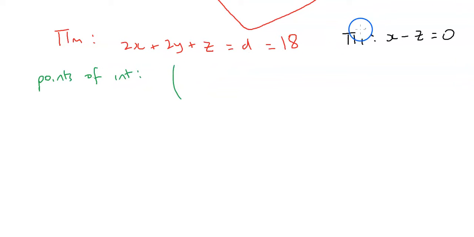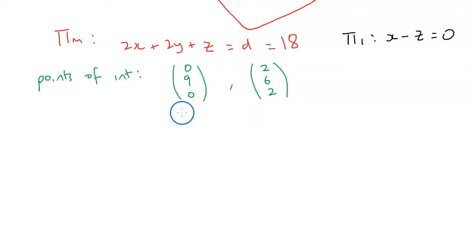So the first point is when we take x and z equal to 0, and then 2y equals 18, so 0, 9, 0. And then for another point, we can take x and z equal to 2, just to keep things an even number. So 2 times 2 is 4, plus 2 is 6. So that would make 2y equal to 12, so y would be equal to 6. So 2, 6, 2.